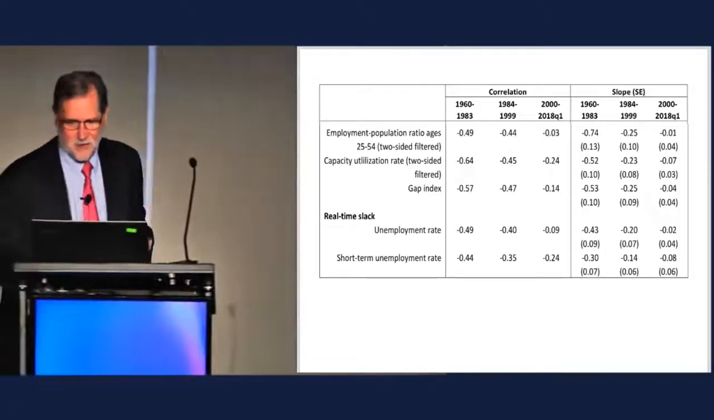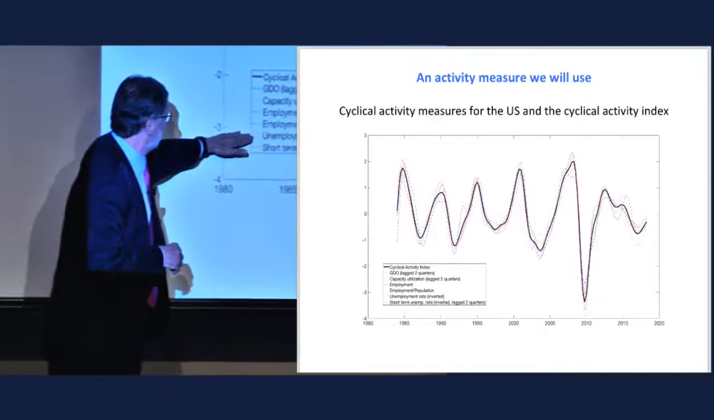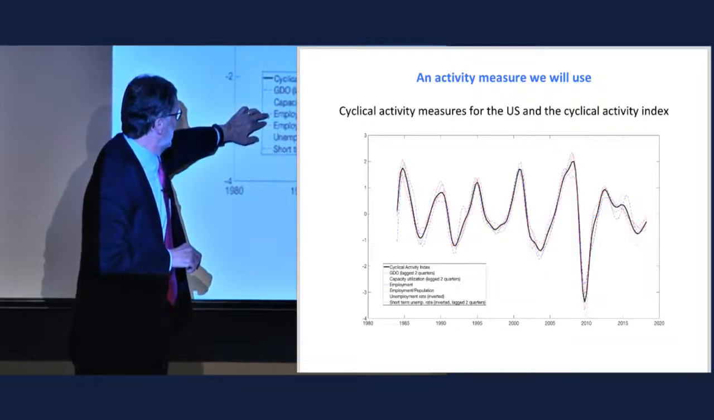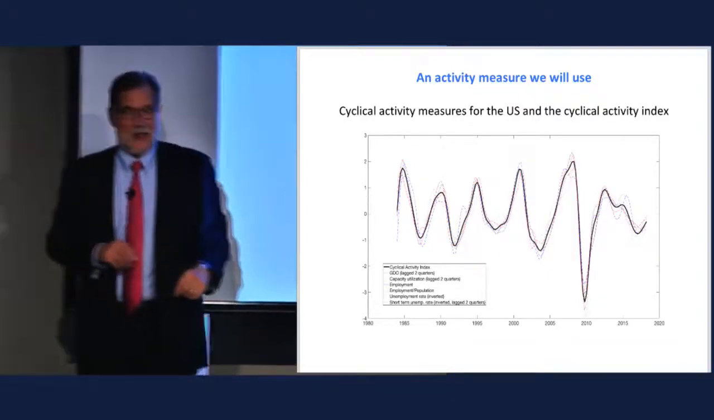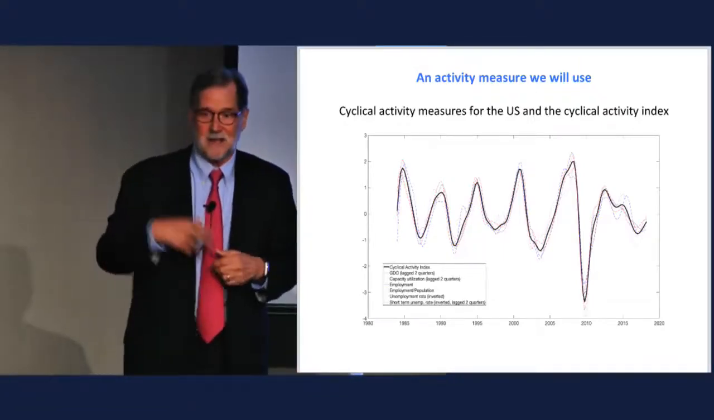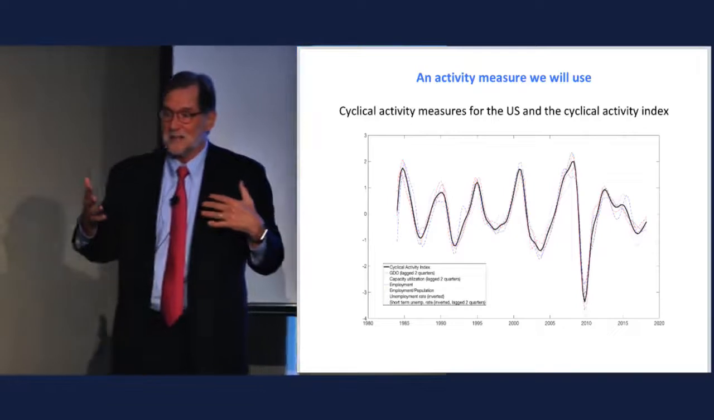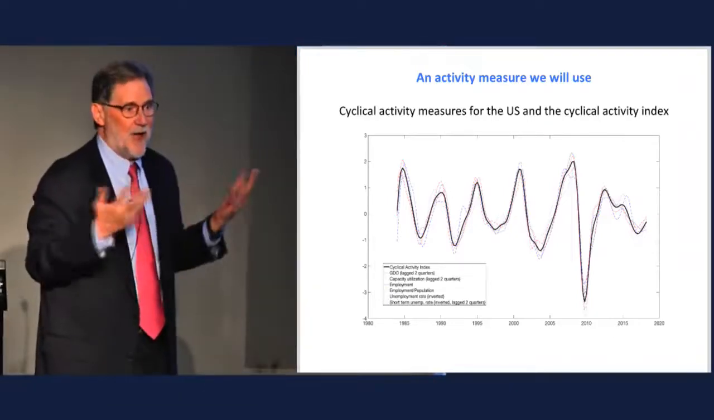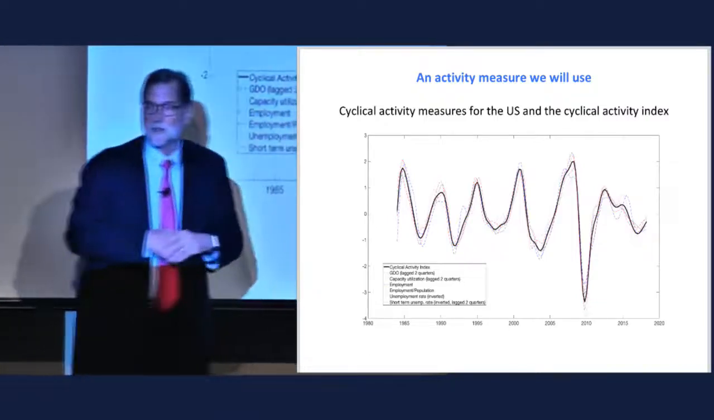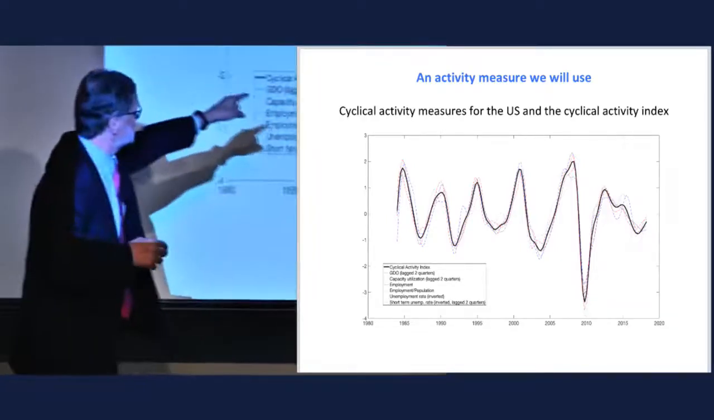So here's what we use in the body of the paper. Here's the short-term unemployment rate and the employment rate. These are both inverted. Employment to population ratio, capacity utilization, and gross domestic output, a geometric average of GDP and GDI in the United States, the income measure and the expenditure measure. Those are all plotted there, standardized. Then we average them, or average them in some slightly more complicated way, computing a principal component. And that's the black thing. So in the body of the work we're going to use this black measure.